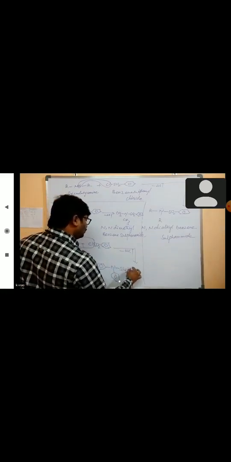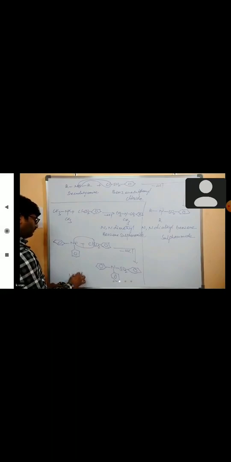Now see here, remove the HCl, then you will get N,N-diphenyl benzene sulfonamide. The name of the compound is N,N-diphenyl benzene sulfonamide. This N,N-diphenyl benzene sulfonamide, or N,N-dimethyl benzene sulfonamide, or N,N-dialkyl benzene sulfonamide does not dissolve in alkalis.